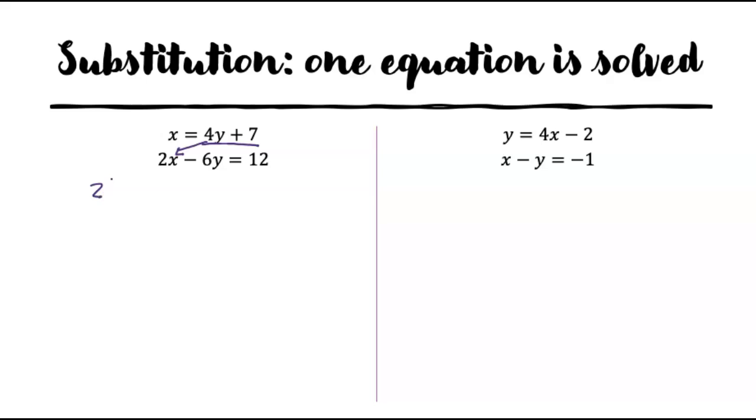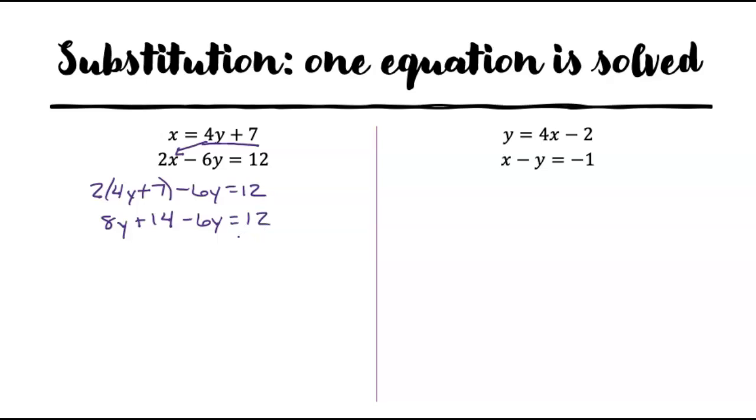So I'm going to go ahead and, now again, that's multiplication, so I'm going to put parentheses, 4y plus 7. I'm going to go ahead and subtract that 6y equals 12. Again, now instead of solving for x, we're solving for y. That's the tricky part. They both have y, so we're good to go. Distribution. 2 times 4y is 8y. 2 times positive 7 is positive 14. I still have to subtract 6y, and I have equals 12.